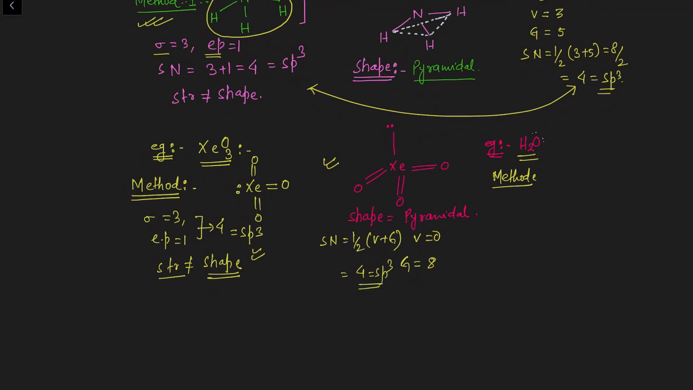In this water molecule, again draw the Lewis dot structure of this water. Now check how many sigma bonds. Sigma bond is 2, lone pair of electron is 2. So steric number, sigma bond plus lone pair of electron, is 4, which is sp3. Structure will be tetrahedral, but here shape will be different.